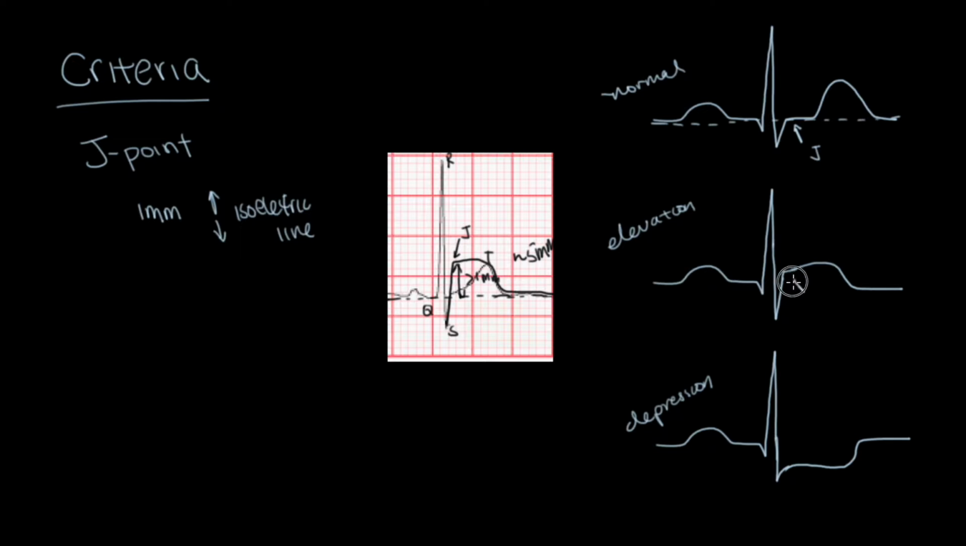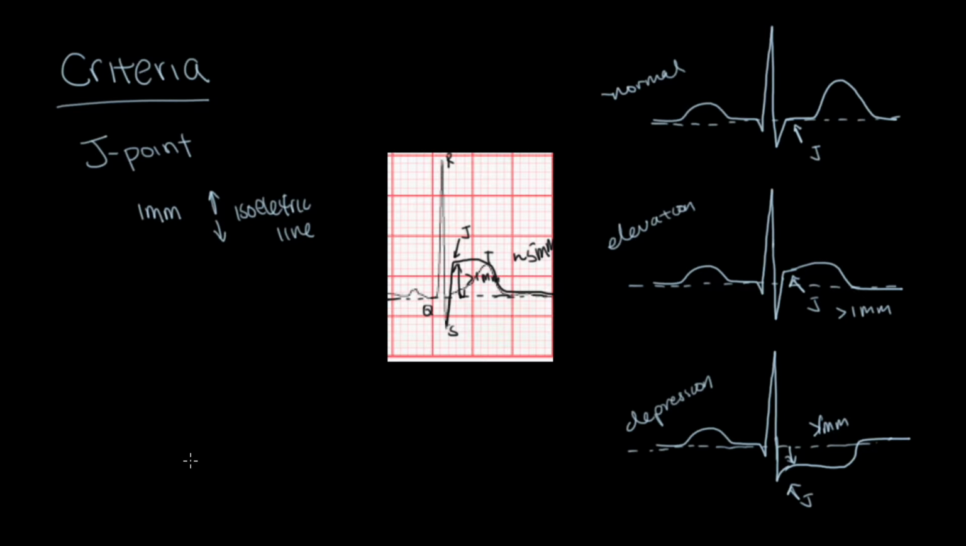Right here, this time the J point is right over here, which is above the isoelectric line, and we're going to assume that this J point is greater than 1 millimeter in order for it to be a true ST segment elevation. And lastly here, if you have the isoelectric line around here, the J point would be here. Then if this depression is greater than 1 millimeter, then that would be criteria for true ST segment depression.